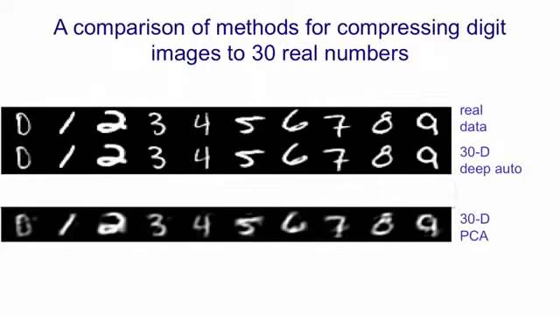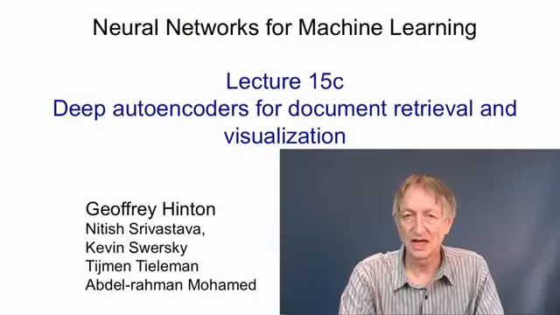If you compare that with linear principal components analysis, you can see it's much better. A linear mapping to 30 real numbers cannot do nearly as good a job of representing the data. In this video, I'm going to talk about applying deep autoencoders to document retrieval.